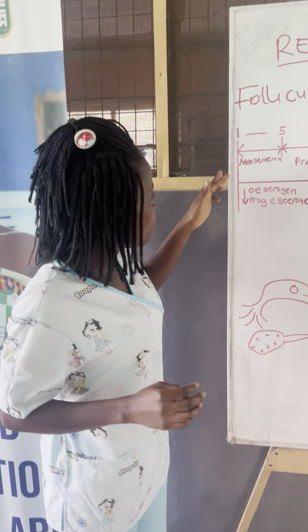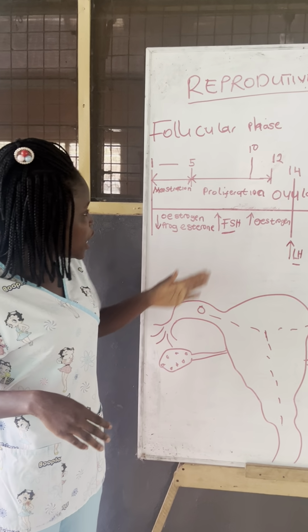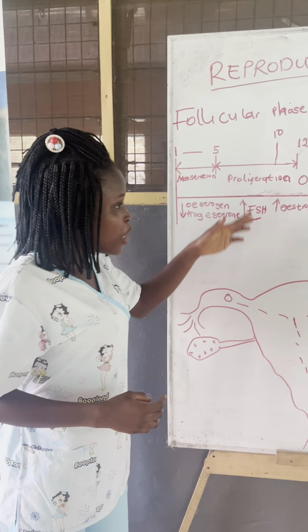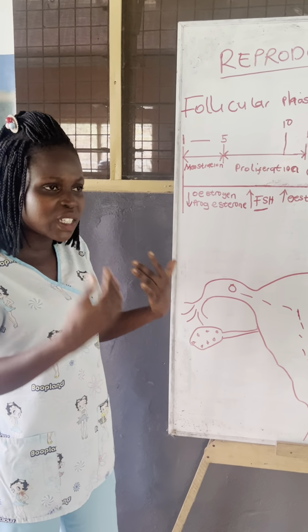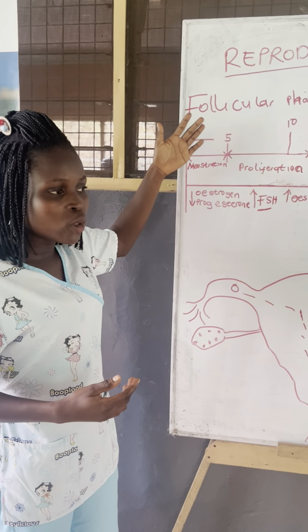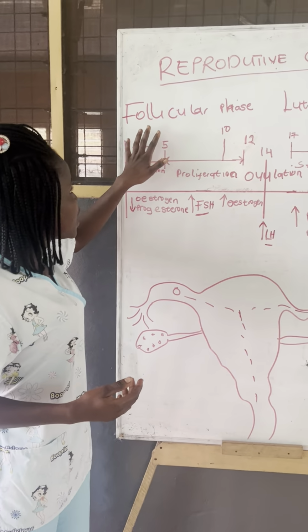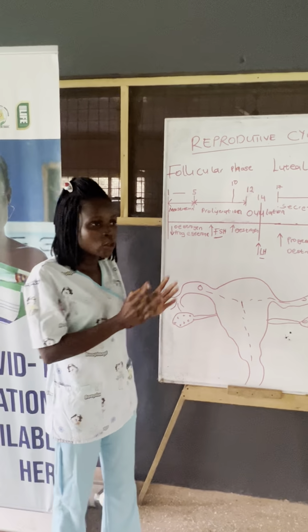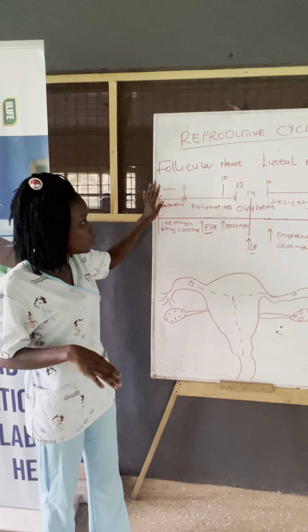So when menstruation ceases, a new cycle has also begun. The endometrium will start to prepare itself again. An egg will also start to form under the influence of follicle stimulating hormone. Anytime you hear follicle stimulating, it stimulates the follicle. Which follicle? The egg. That is the follicle stimulating hormone. That is what it is doing.